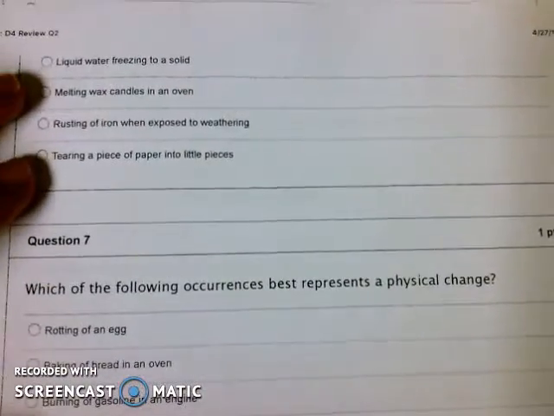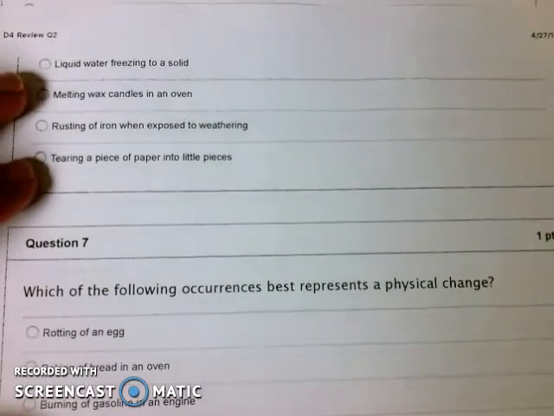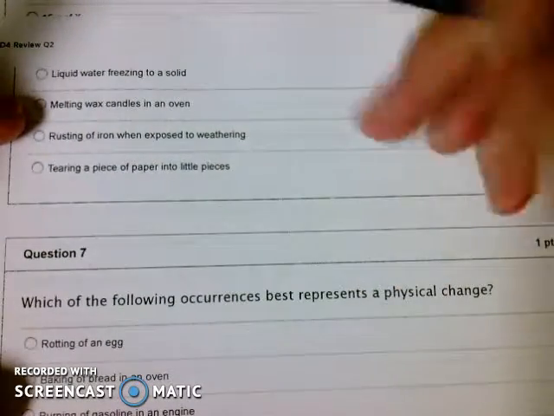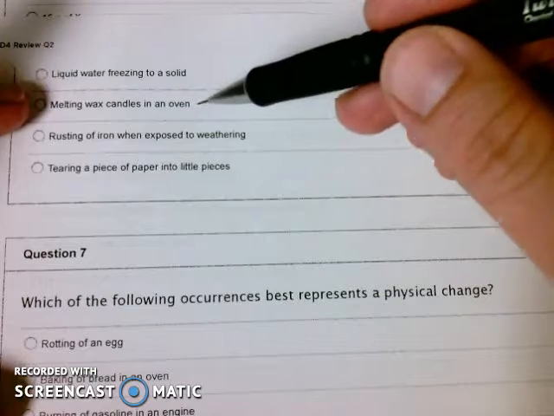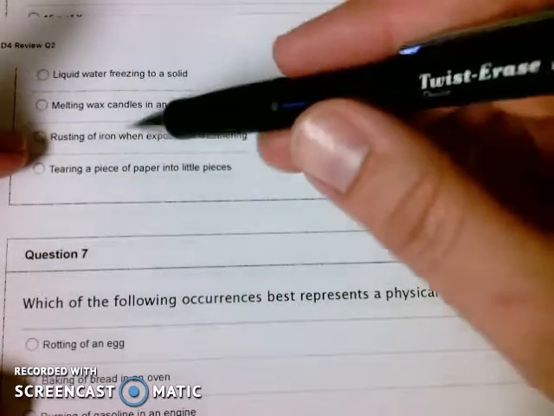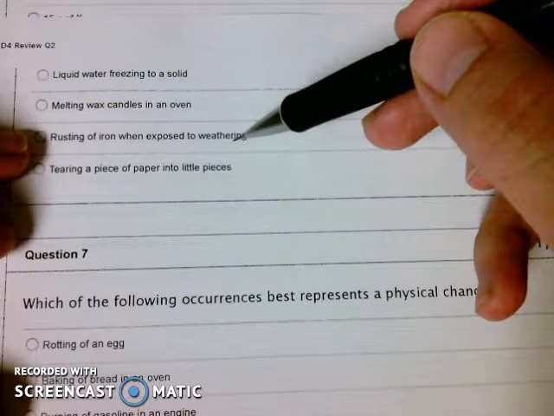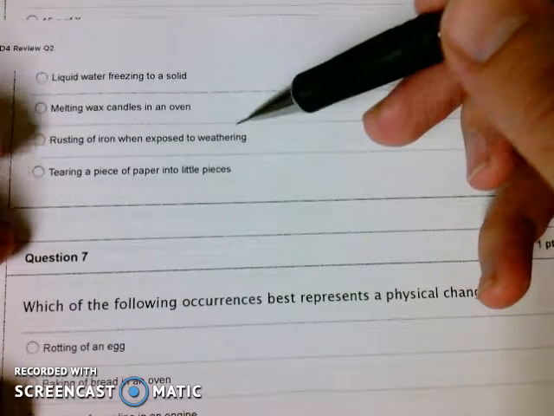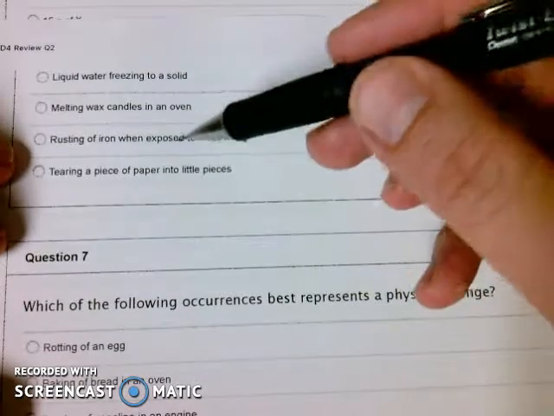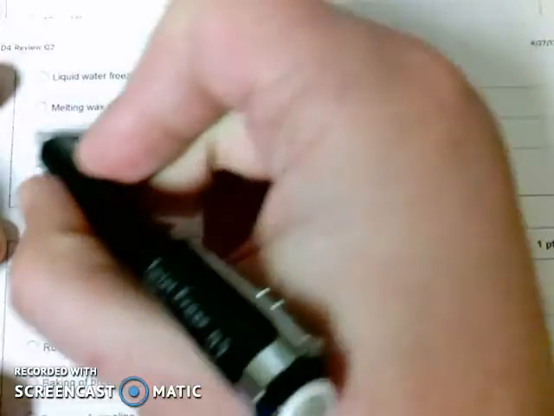All right, we're looking for a chemical change. Liquid water freezing to a solid. That's a physical change. Melting wax candles in an oven. Physical change. Okay, you're just melting it, making it soft, going from a solid to a liquid. Rusting of iron when exposed to weathering. That is a chemical change. Okay, when you create rust, you're actually reacting the iron metal with oxygen in the air and creating iron oxide. That is a chemical change.